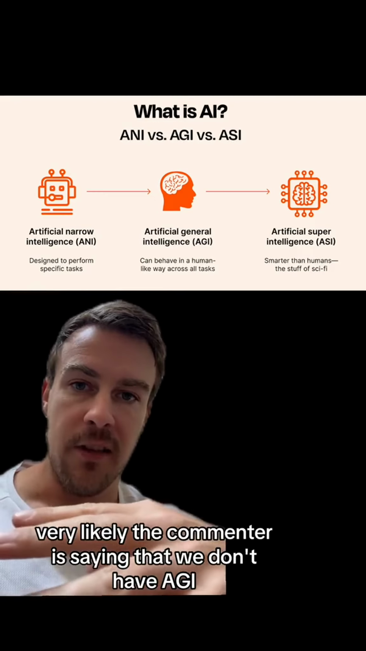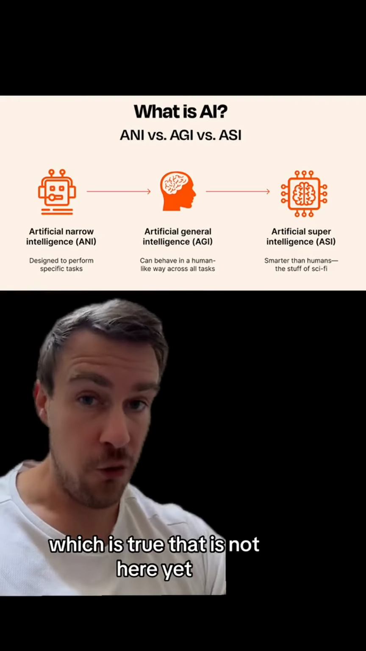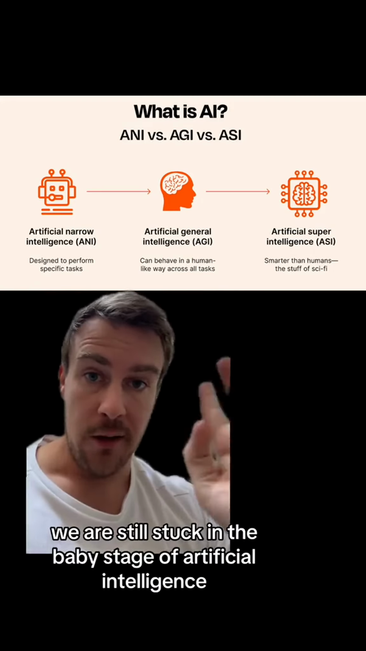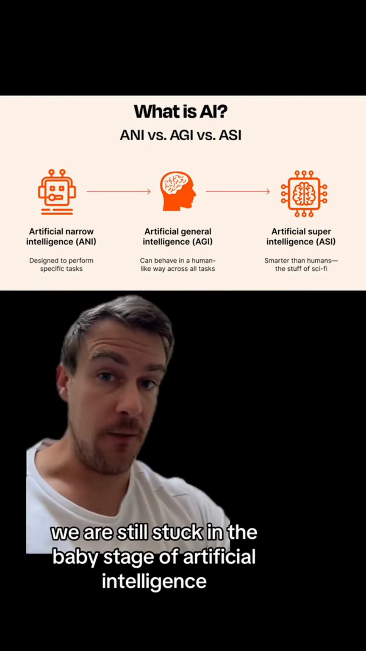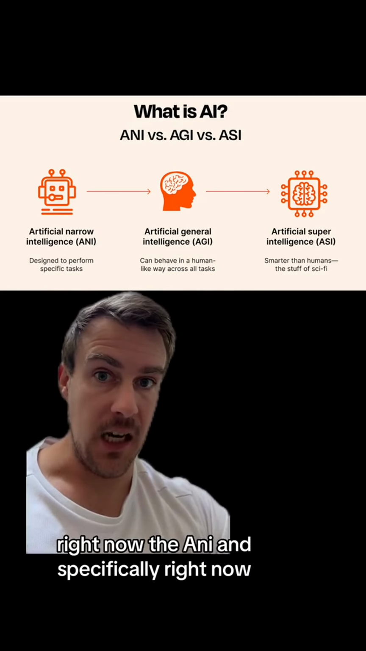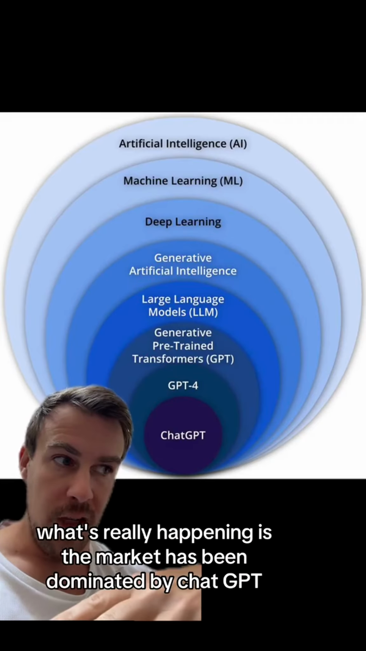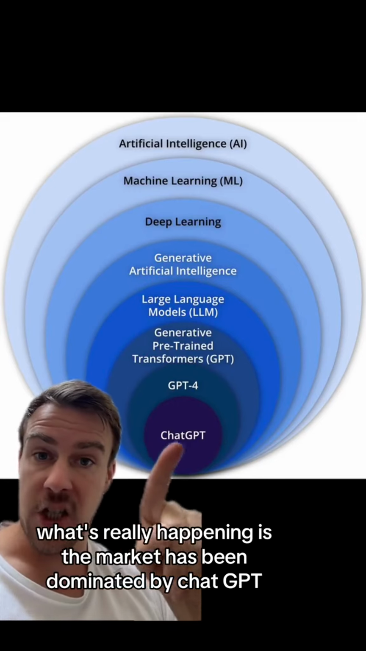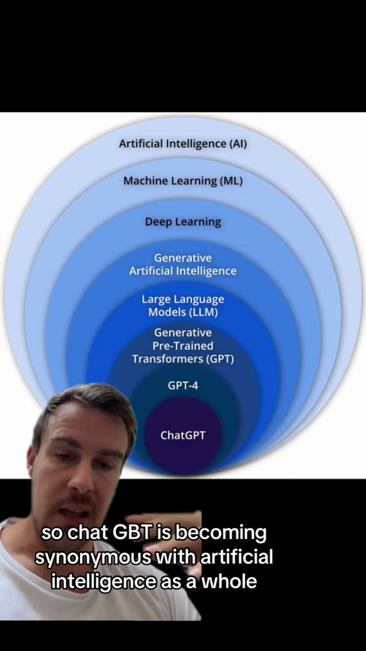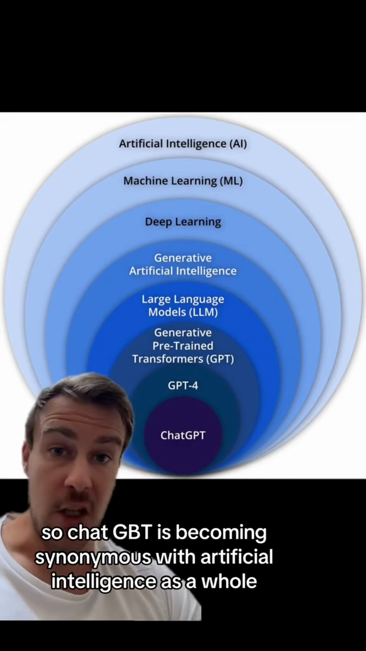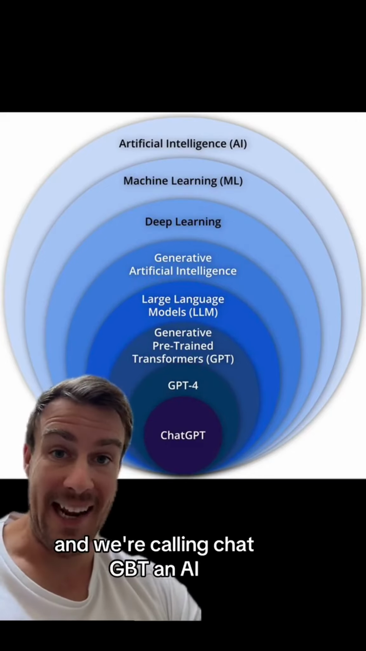Very likely the commenter is saying that we don't have AGI, which is true, that is not here yet. We are still stuck in the baby stage of artificial intelligence right now, the ANI. And specifically right now, what's really happening is the market is being dominated by ChatGPT. So ChatGPT is becoming synonymous with artificial intelligence as a whole, and we're calling ChatGPT an AI.